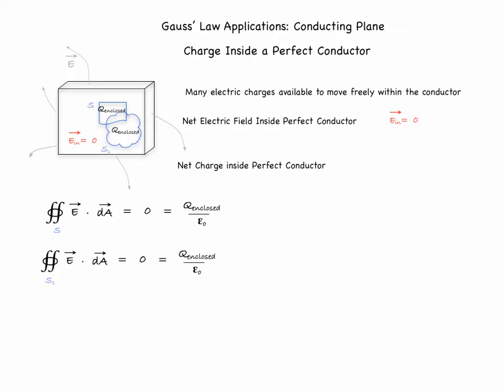We can take another surface S1, and the net charge enclosed by that surface S1 will also be zero, because again, as long as that surface is completely within the conductor, the electric flux through it will always be zero, due to the fact that the net electric field inside of a conductor is zero. As a result, we say that there is no net charge inside of a perfect conductor. Any unbalanced charge that might be residing on the conductor must be along its surface.